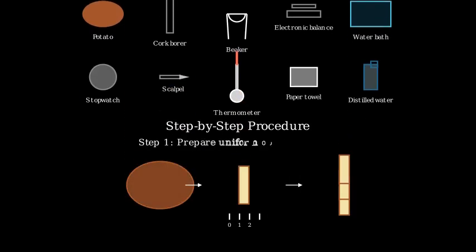Here's our step-by-step method. First, we'll prepare our potato cylinders. We'll cut at least 15 cylinders from the same potato using the cork borer. Then we'll trim all cylinders to exactly 3 centimeters in length using the scalpel and ruler. This ensures a consistent surface area to volume ratio, which is important for osmosis.